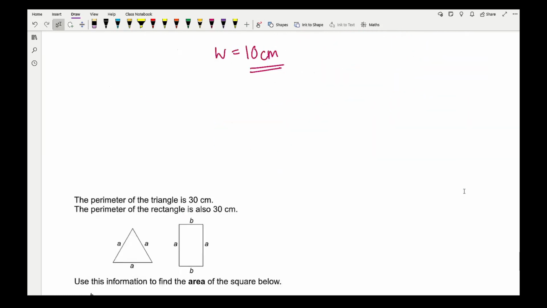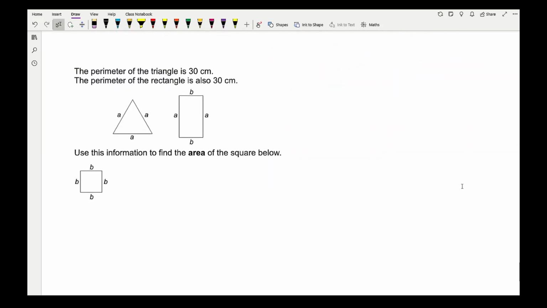And then finally, moving on to our next question. So this question says that the perimeter of the triangle is 30 centimeters. The perimeter of the rectangle is also 30 centimeters. Use the information to work out the area of the square below.